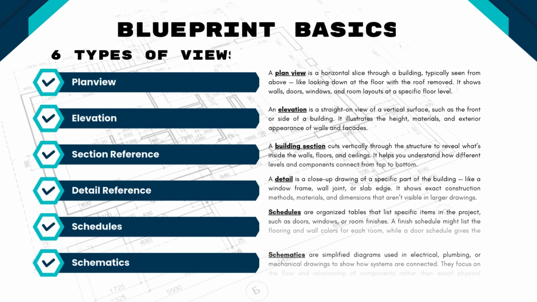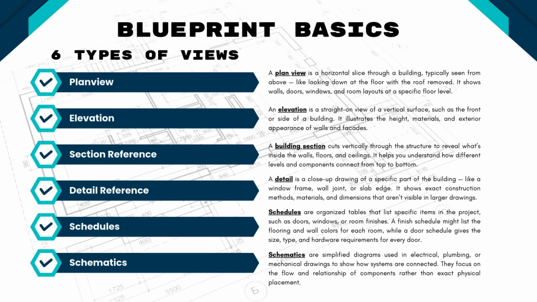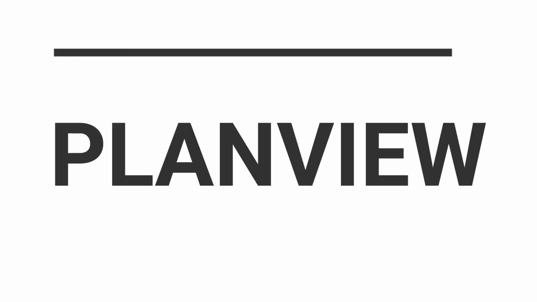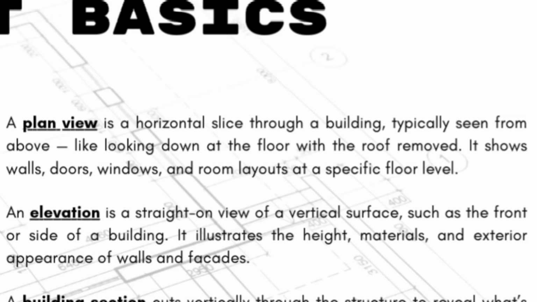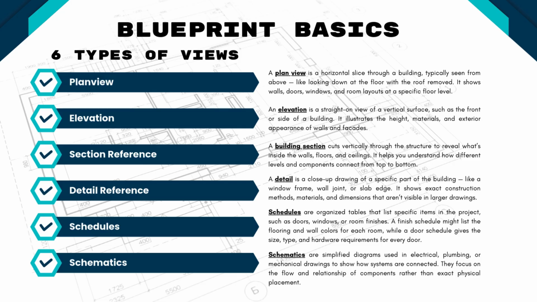Now I broke this down into 6 types of views that you'll see on any drawing when you're flipping through them. And so let's go through each one. The most typical view that you'll see is called the plan view. A plan view is a horizontal slice through the building, typically seen from above, like you're looking down on the floor with the roof removed. And it shows walls, doors, windows, and room layouts at a specific floor level.